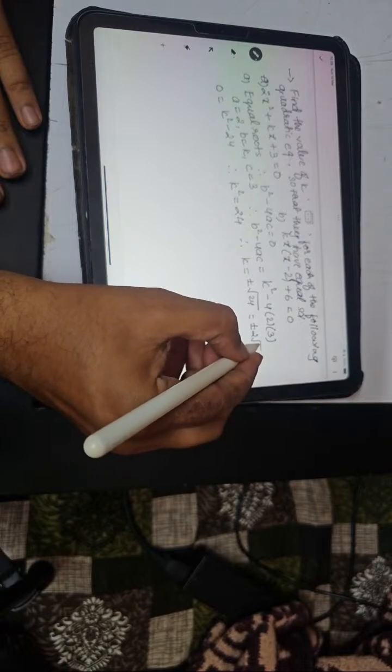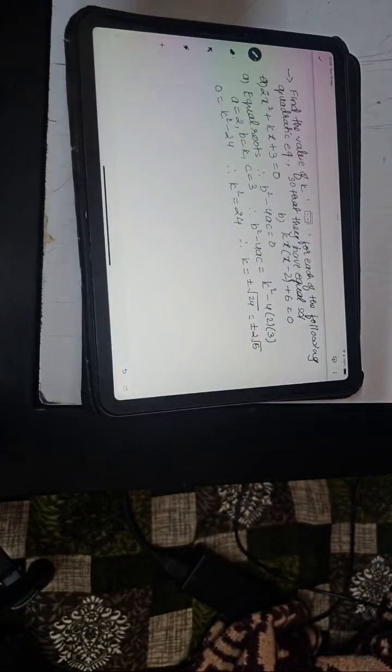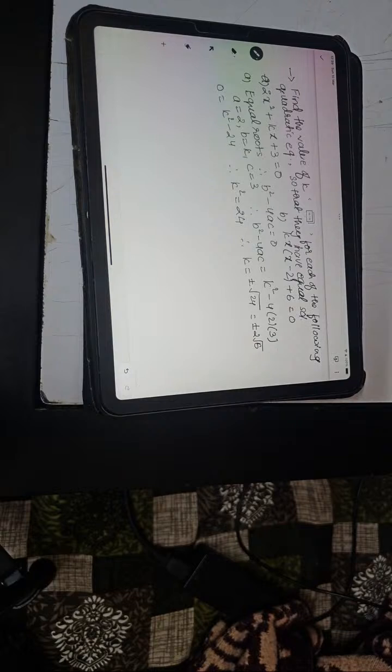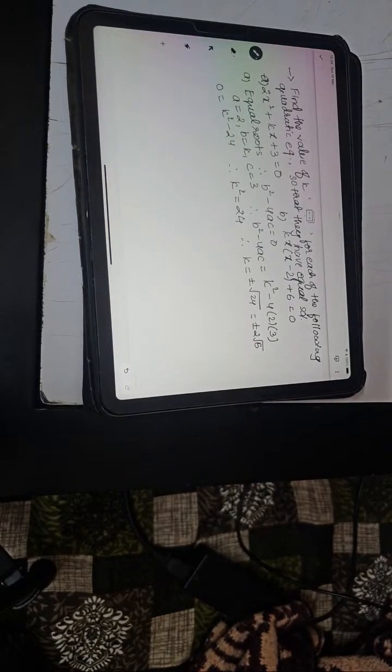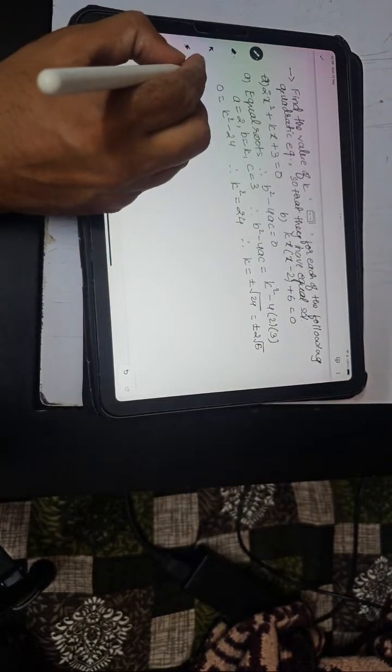So if I take out root of 24, it will be plus or minus 2 root 6. Or 6 times 4 is 24, so that also I can use. So I have used 6 fours, so 4 I have taken out. So 2 root 6. Then, B1.